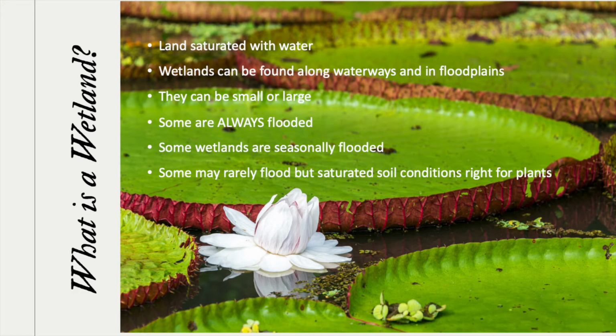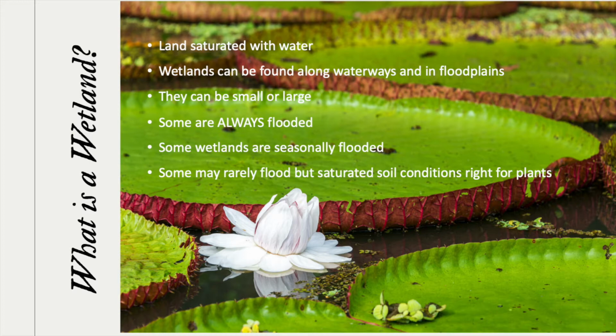So, not only is it Groundhog's Day today, but it is World Wetlands Day. Wetlands are basically any land that is saturated with water. They can be found along waterways and floodplains. Wetlands can be small with very little water or large with a lot of water. Some wetlands are permanently flooded while others are only seasonally flooded. Some may also rarely flood, but their soils remain saturated long enough to support wetland adapted plants.